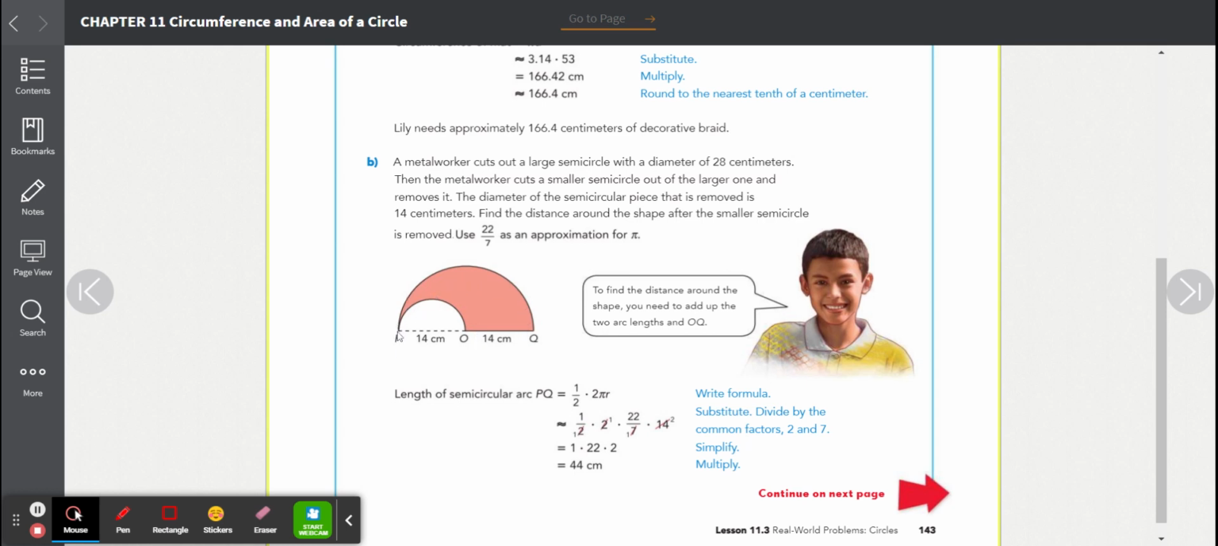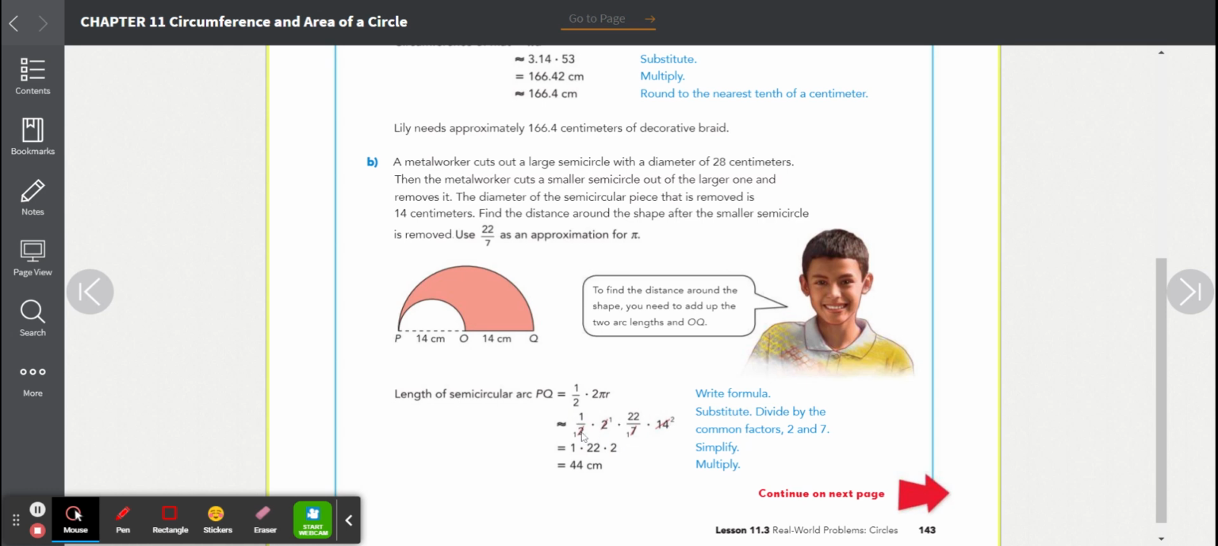So we're going to have to find the length of this arc. We're going to have to find the length of the smaller arc. And then we're also going to have to include our 14 here to find the distance around this smaller shape. In order to find the length of a semicircular arc, we're going to take half of 2 pi r, right? So you can see they plug our numbers in, substitute, and divide.